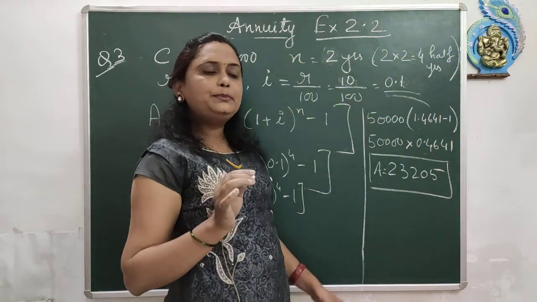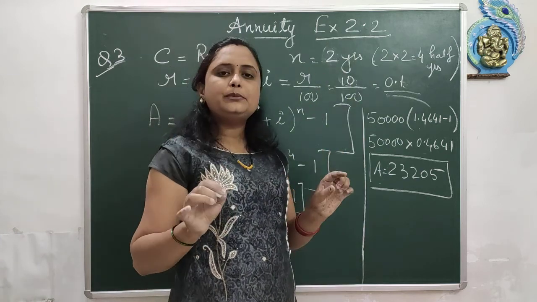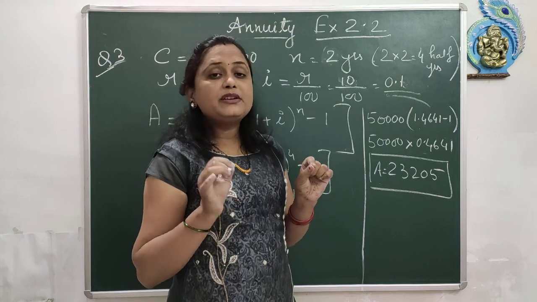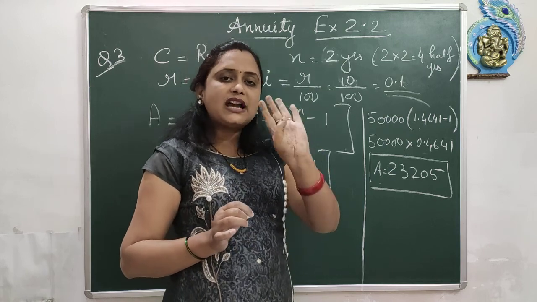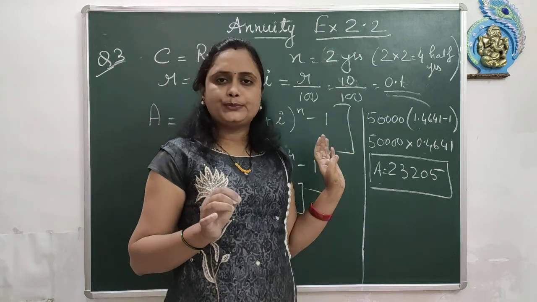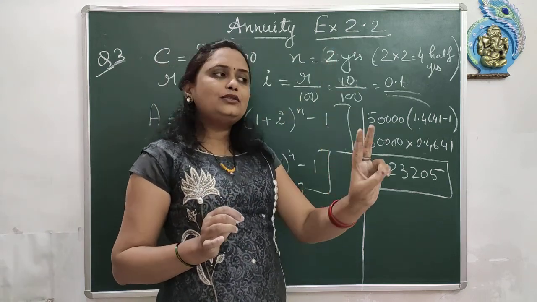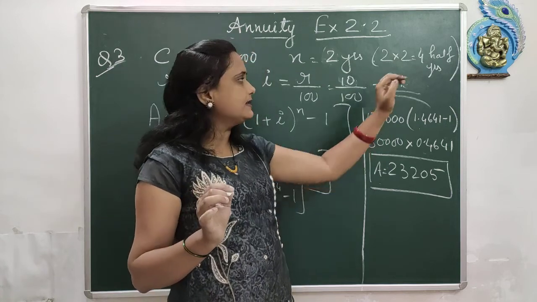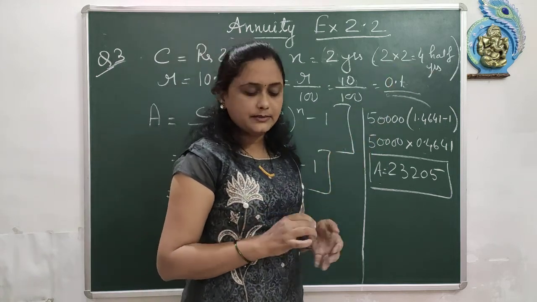So you have to multiply the time by that many number of times the interest is calculated, that many times the payment is made. Like if it is 4 times in a year, then whatever is given in years, multiply it by 4. If it is 2 times in a year, then multiply the years by 2. Okay, like this. So 4 half years it becomes.